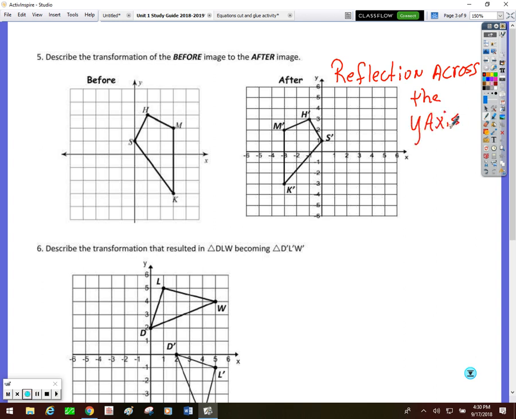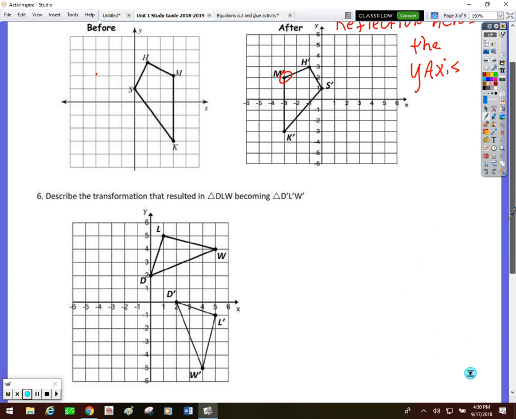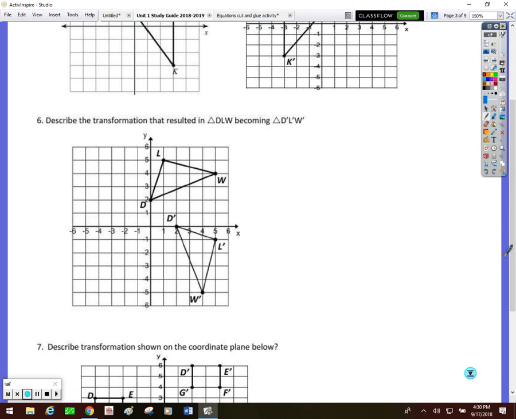Okay, it changed directions. Look how it did. If you look, 1, 2, 3, 1, 2, 3, it should be at -3, +2. There it is right there. There's the M. Okay, so look how it works. All right. What happened here? The transformation resulted in DLW becoming D prime L prime W prime.